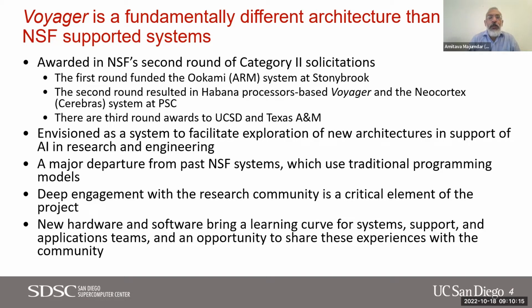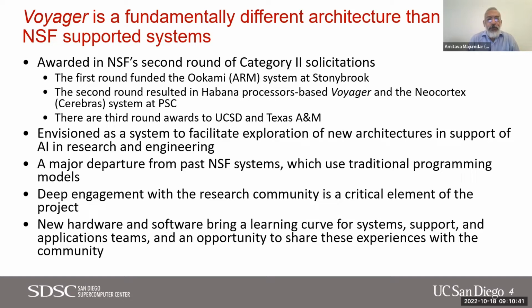It's a Category 2 award. Just to give a little history, the first Category 2 award was made to Stony Brook. It was an ARM-based processor, so that was their innovation. And then in the second round, two awards were made. One was to us, the Habana processors with Voyager, and then Pittsburgh Supercomputing Center has the Neocortex machine, which is based on Cerebras, which is large-scale AI-focused hardware. Also, two more machines under Category 2 are upcoming.